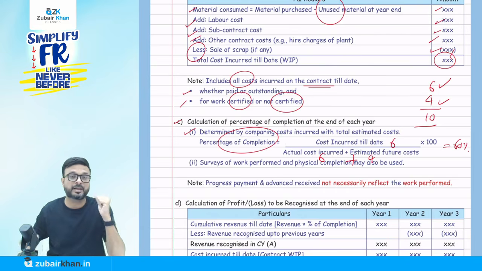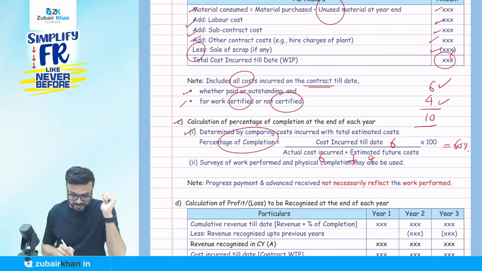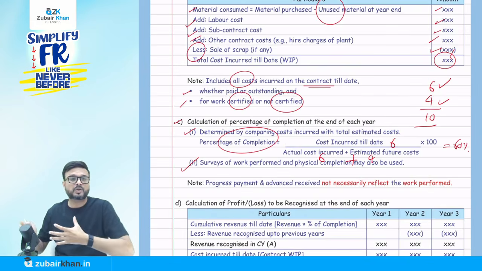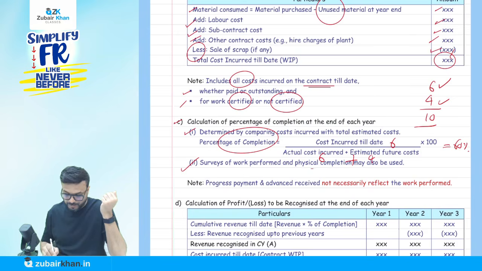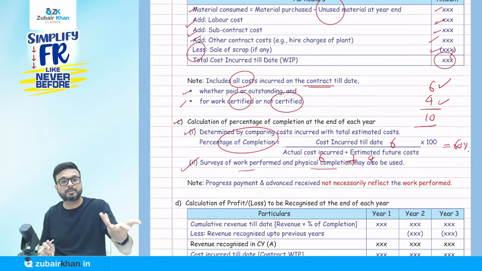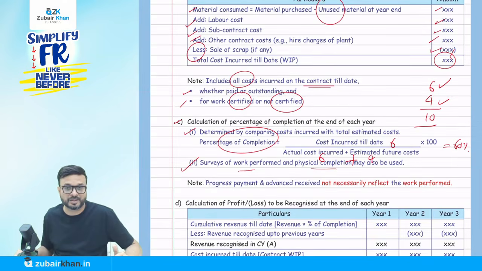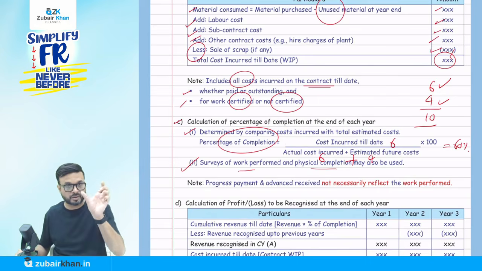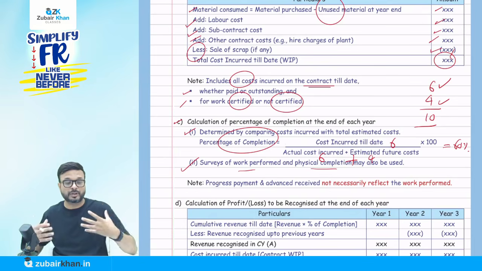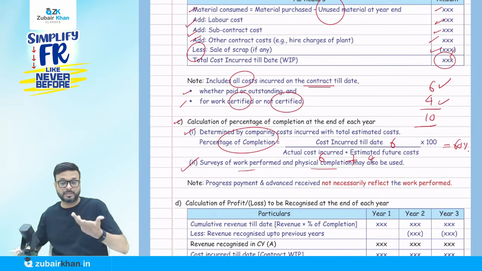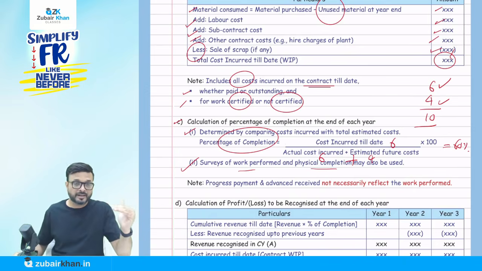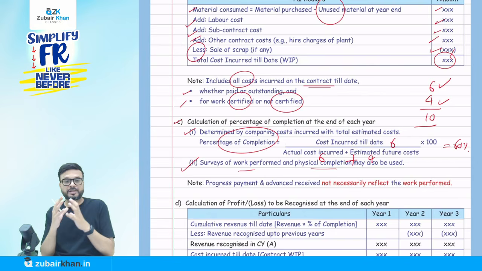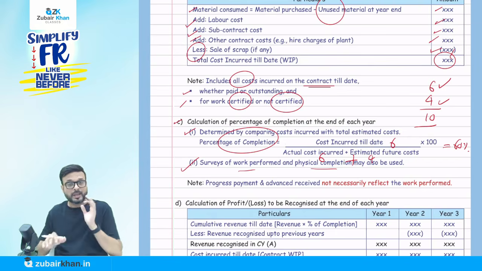But there are some other methods which are recommended by Accounting Standard 7. There is survey of work performed. So we can call someone who surveys, the architect or the civil engineer, or the physical completion. Out of 5 floors, 3 have been completed, so you can say that 60% work has been completed. But the ICAI will never ask you that. The ICAI will always give the figure of how much is the cost incurred, and we have to calculate the percentage of work completed on the basis of the cost incurred. So remember this formula: cost incurred till date divided by cost incurred till date plus further estimated cost, multiplied by 100.